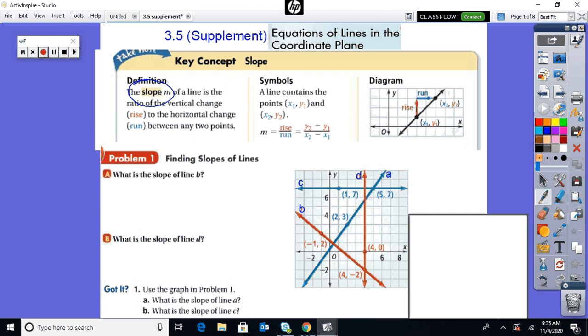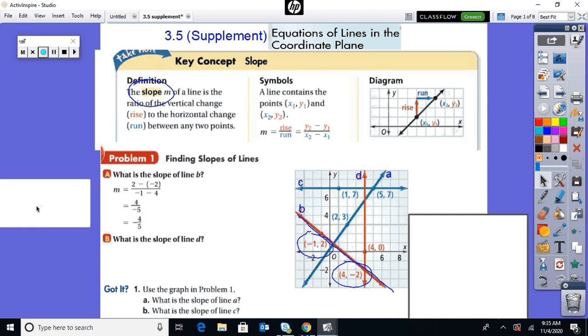So problem 1, what is the slope of B? B is the downhill slanting line. We have 2 points, so that's all we need. We can determine the slope. We take the change in y: 2 minus negative 2 on top of negative 1 minus 4, getting a grand total, when simplified, of negative 4/5.